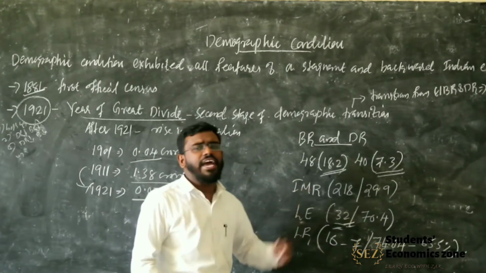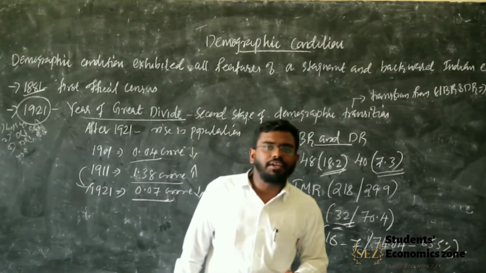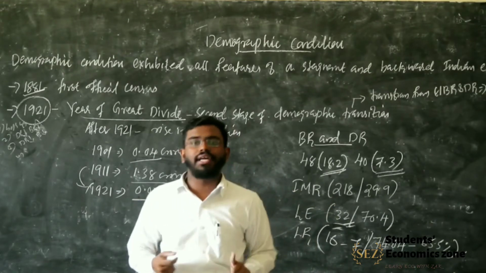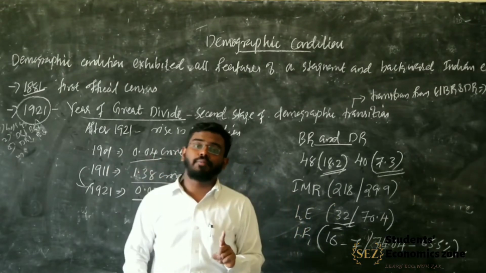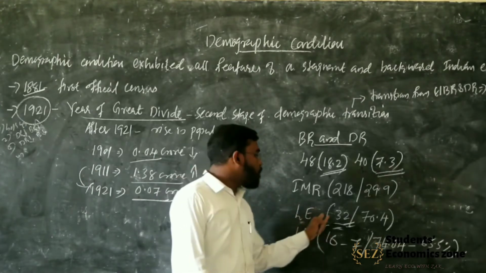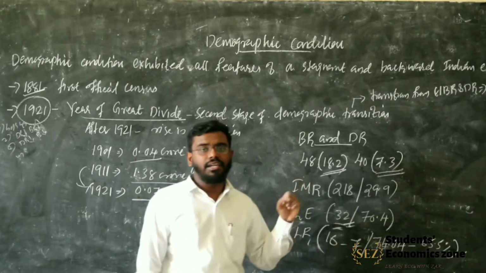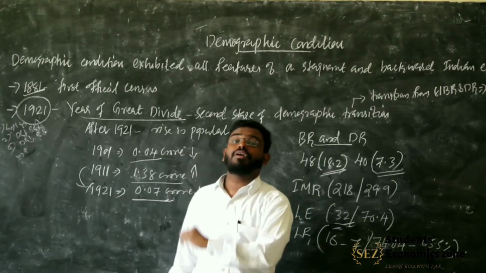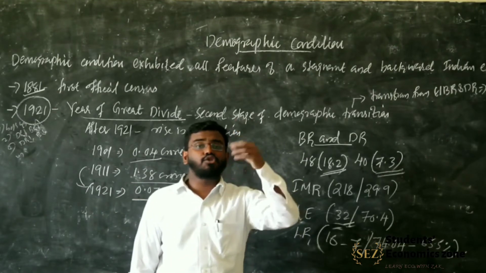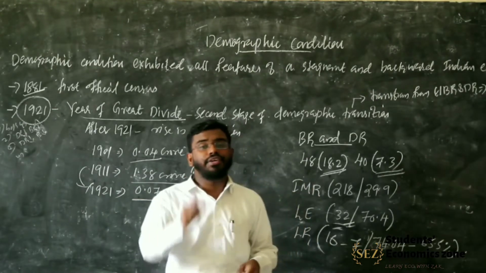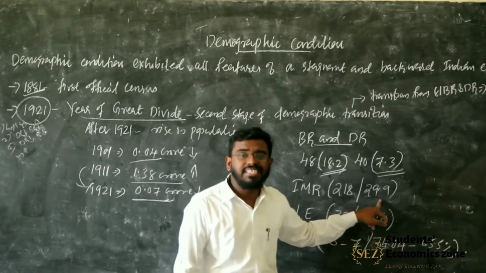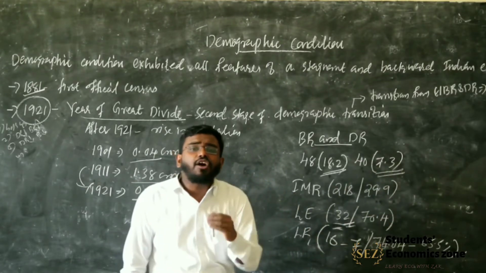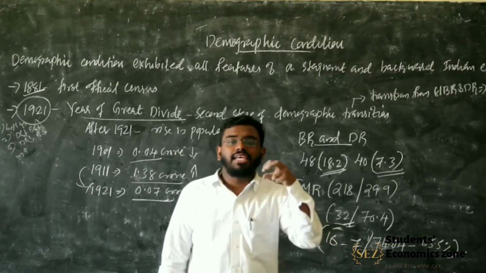Next one, that is infant mortality rate. What is the meaning of infant mortality rate? Infant mortality rate is the number of children dying before completing 1 year per 1,000 live births. Under colonial rule, the infant mortality rate was 218. That means out of 1,000 live births, 218 children died before completing 1 year. Now what happened in the present situation? It became 29.9. That also shows our improvement in health infrastructure.